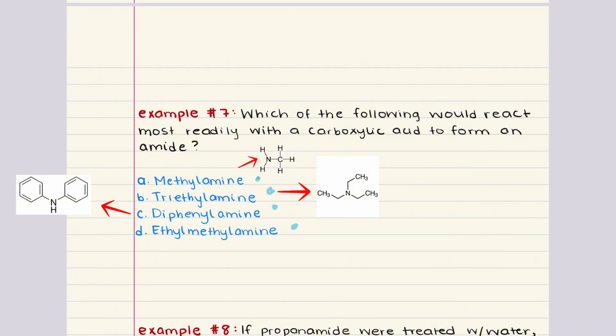Finally, answer choice D says ethylmethylamine. This is a secondary amine. It can form amides, but compared to answer choice A, it has slightly more steric hindrance. So overall, the amine that reacts most readily with a carboxylic acid is going to be methylamine, which is choice A.